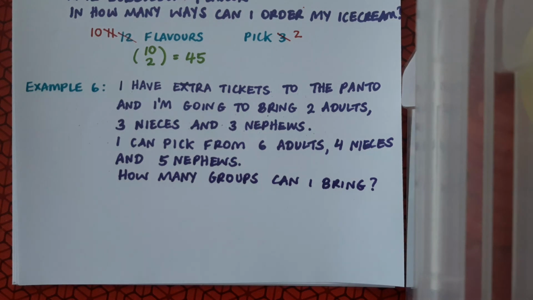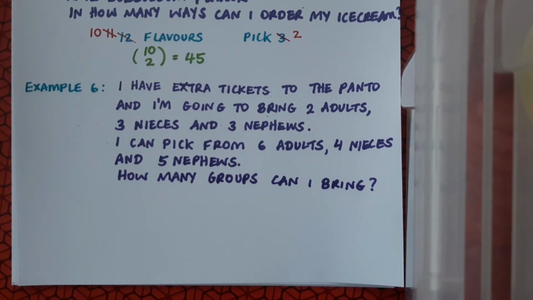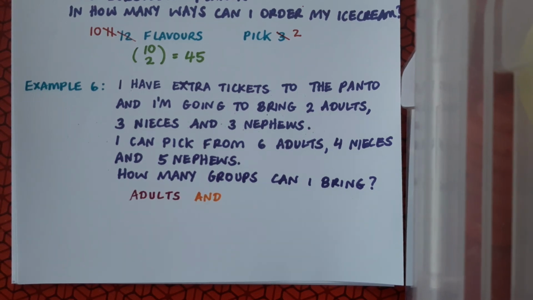Okay, so here's a further example. I have extra tickets to the Panto and I'm going to bring 2 adults, 3 nieces and 3 nephews, and I can pick from 6 adults, 4 nieces and 5 nephews. How many groups can I bring? So I've got a number of different choices that I want to make here. I want to bring some adults and I want to bring some nieces.